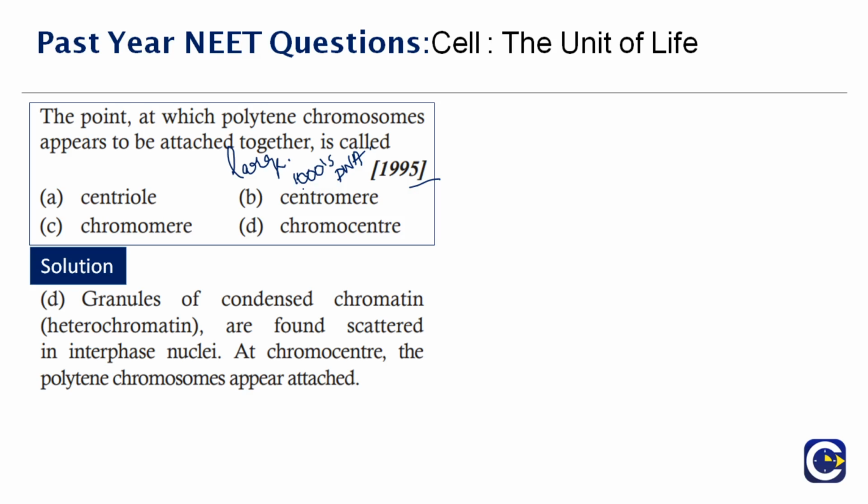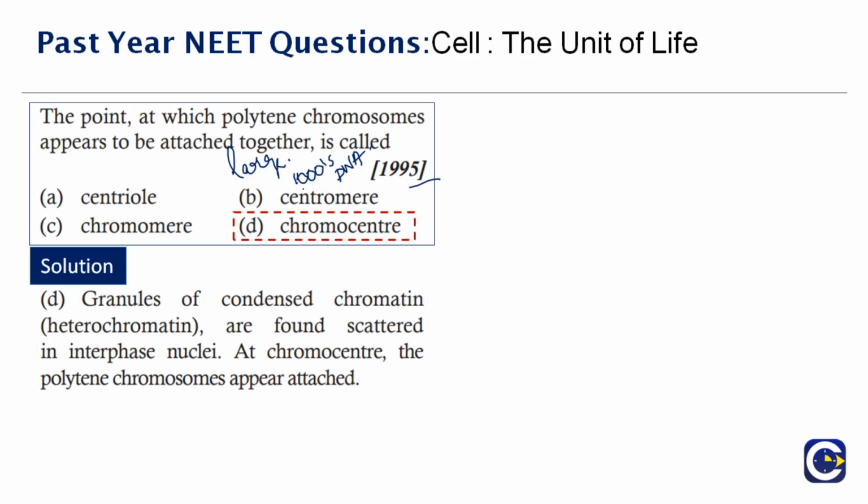So the question is about what appears to be attached together. What do you call that in a polytene chromosome? Now here the correct answer is chromocenter. Granules of condensed chromatin, which you call heterochromatin, hetero meaning different, are found scattered at the interphase nuclei. We all know that. At the chromocenter, the polytene chromosomes appear attached. So which part? Chromocenter. Therefore the correct answer to this question is chromocenter.